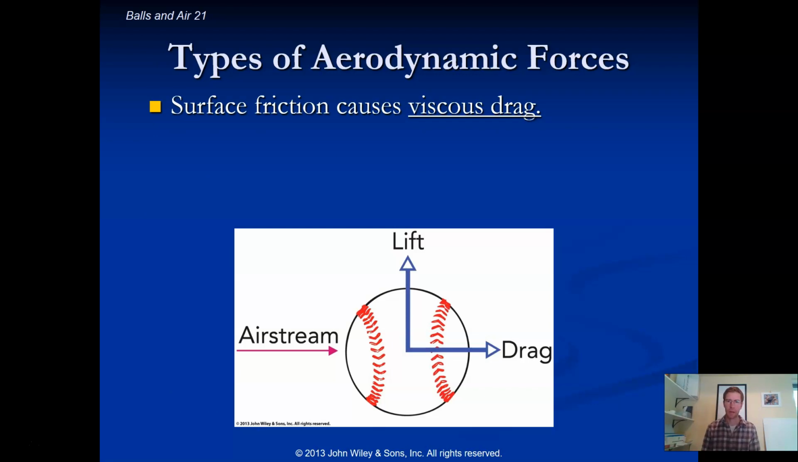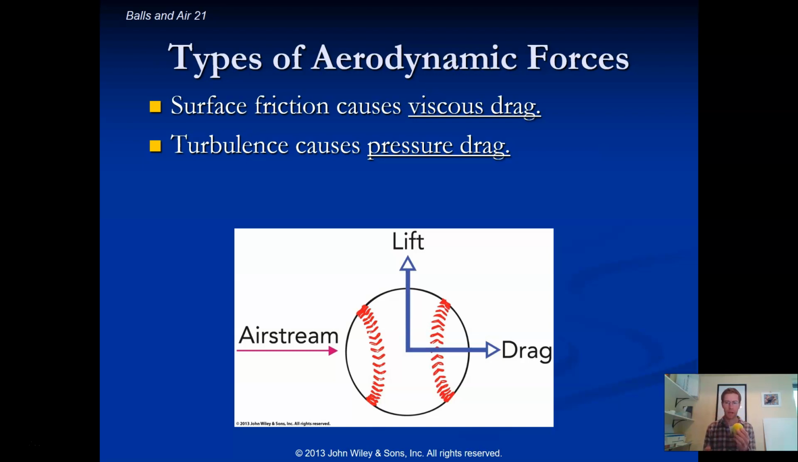As I mentioned earlier, with drag, there's actually two types. One is like friction with the air. As the ball is moving through the air, it's rubbing against the air in a sense, and that's often called skin friction or viscous drag. Viscous forces, if you recall, are about friction within fluids. And so this is friction between the ball and a fluid, the air, and that generates viscous drag.